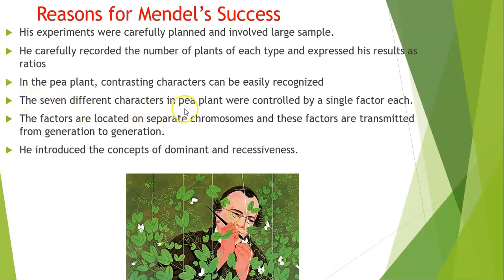The 7 different characters in pea plants were controlled by a single factor each. The factors are located on separate chromosomes, and these factors are transmitted from one generation to another. Factors, let me mention, is the term that Mendel used for that particular particle of our genes which was responsible for transmission of the characters. He was the one to introduce the concepts of dominance and recessiveness.